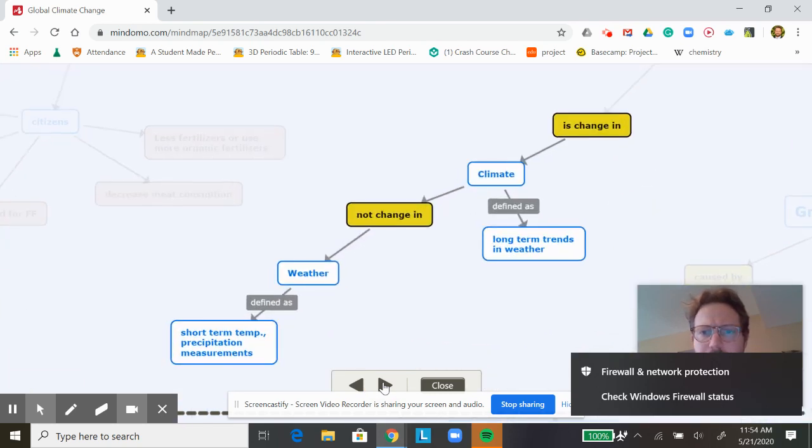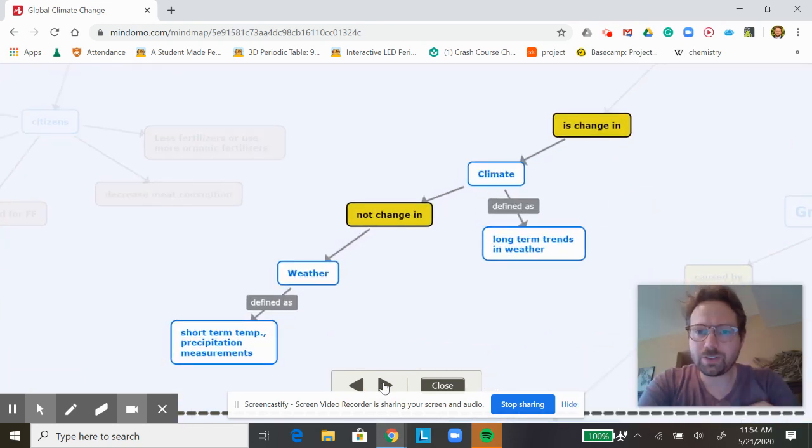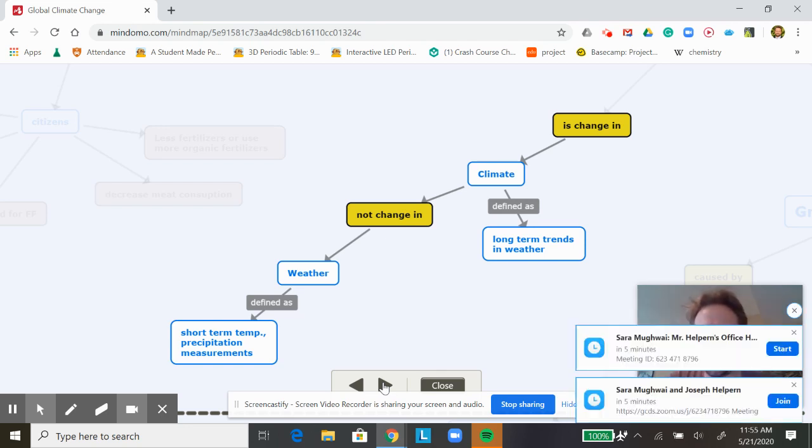To start, we're going to talk a little bit about what it is. So global climate change is a change in climate, not a change in weather. Climate is defined as long-term trends in weather, whereas weather is short-term trends in weather, like temperature and precipitation measurements. So you should know the differences between those two.